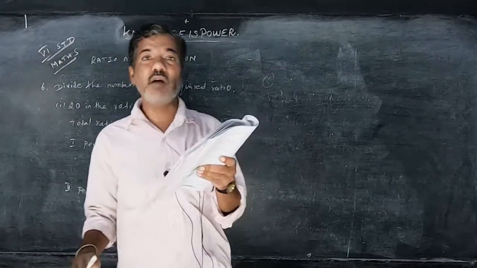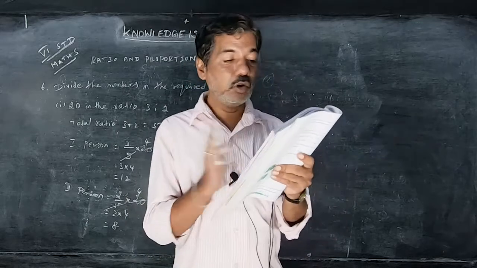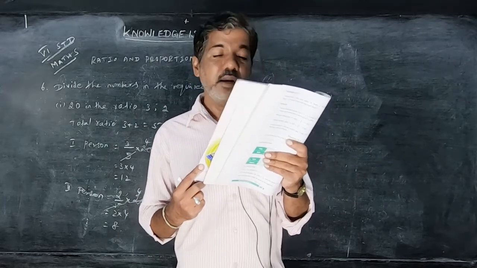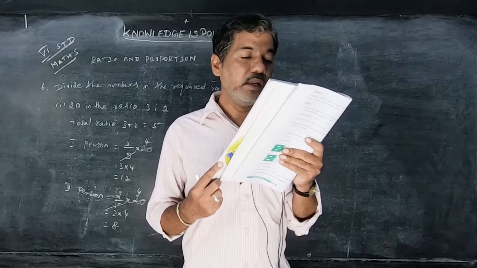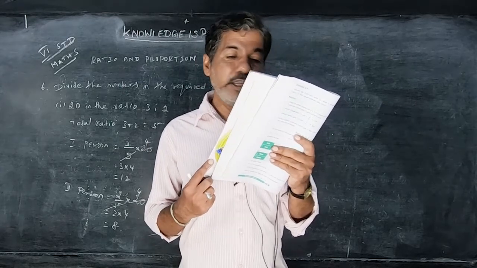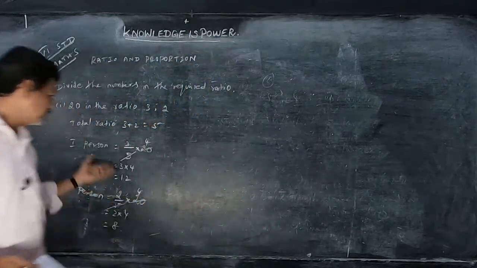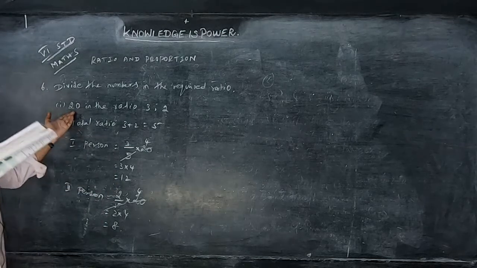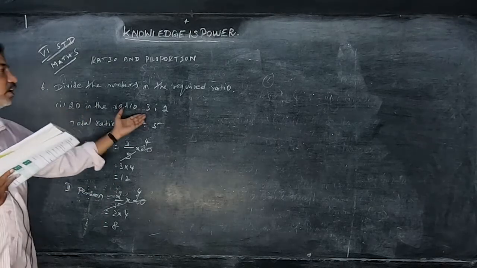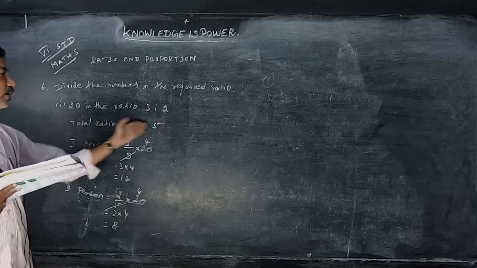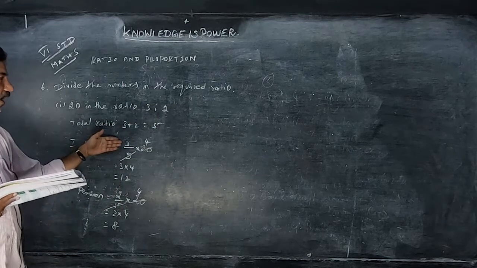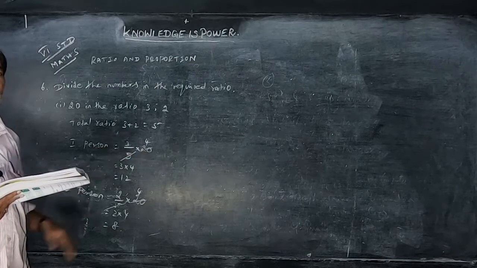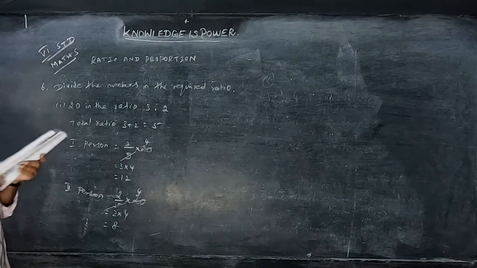The 8th one is also homework for you. I'll do the 7th one a little differently. The 8th one is as usual: 63 cm long is divided into 2 equal parts, same model only. Instead of 20 you have to take 63. Here the 3:4 total ratio will be 7, so 3 by 7 into 63. If you know the 7 table, you can finish that sum.